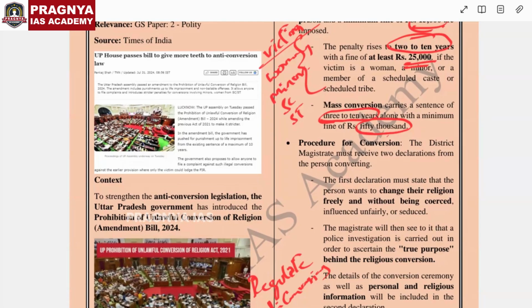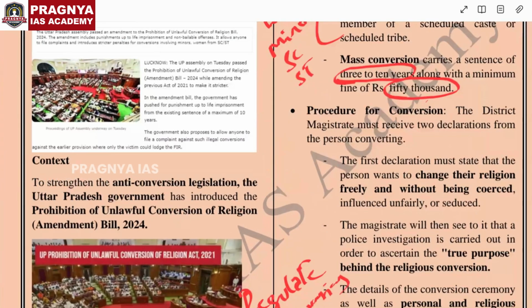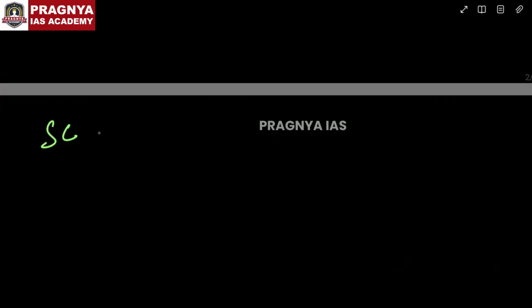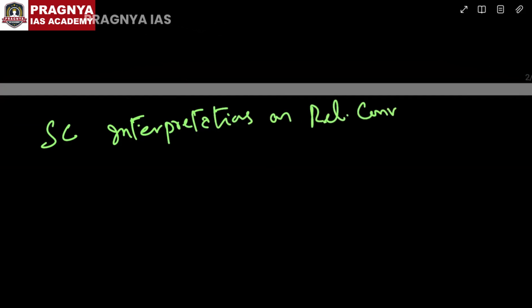And in this context, you should understand certain important points, for which you need to prepare certain important notes, like what are the Supreme Court interpretations on religious conversions.